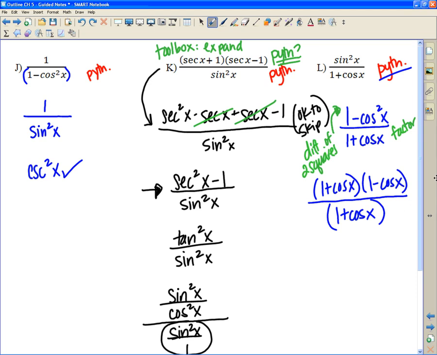You can simplify a 1 plus cosine with a 1 plus cosine. Those entire quantities can reduce to 1, and your final answer is 1 minus the cosine of x, which is still simple. That's a fine answer. It's a lot more simple than what our original problem was.